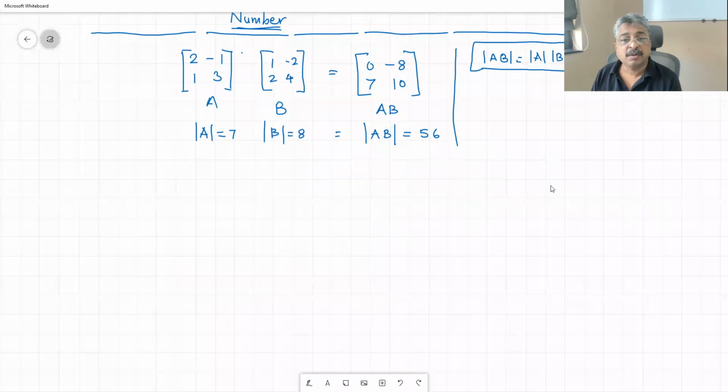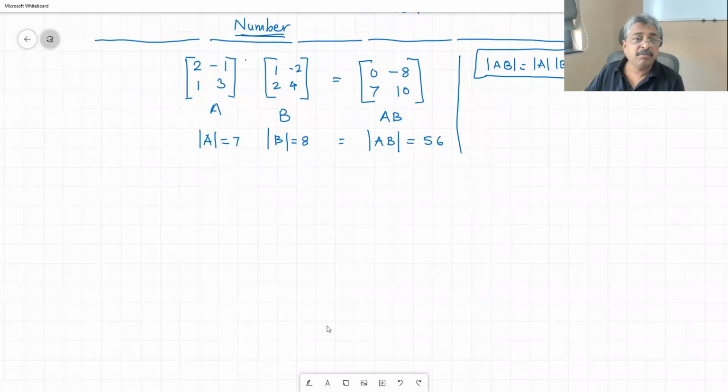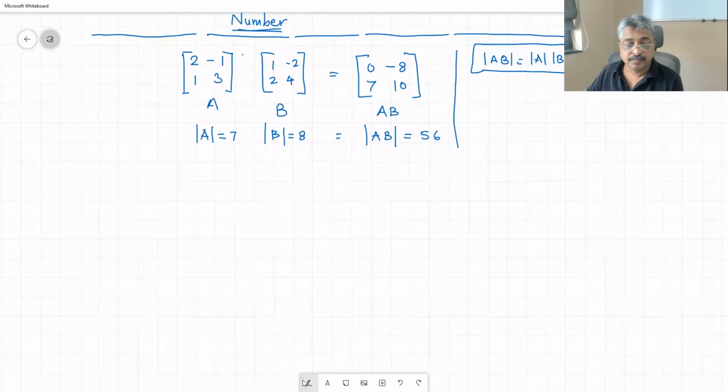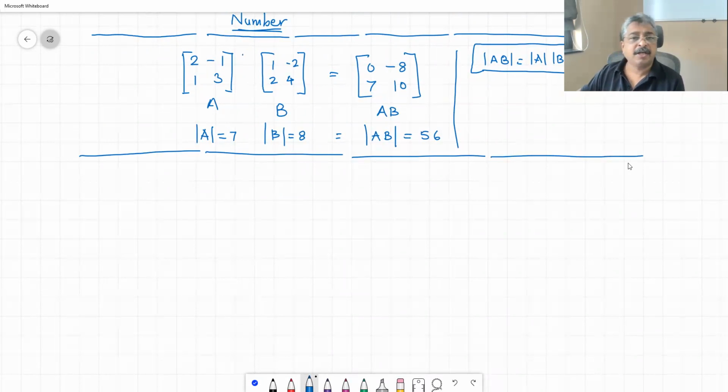Now let us begin our discussion with what we really mean by determinants, what the properties of determinants are, and why we require them. As I have already mentioned, determinants have to do something with area, something with volume.